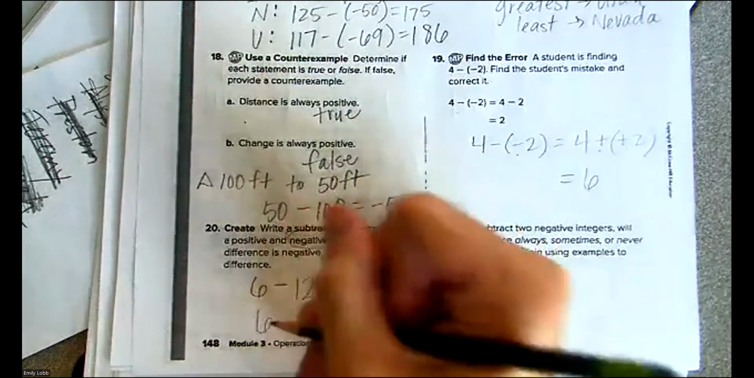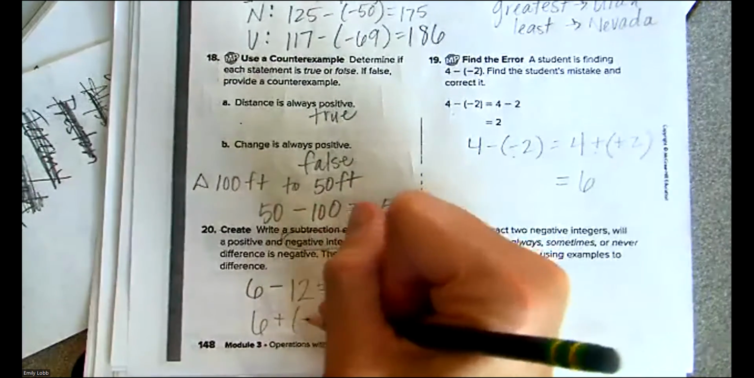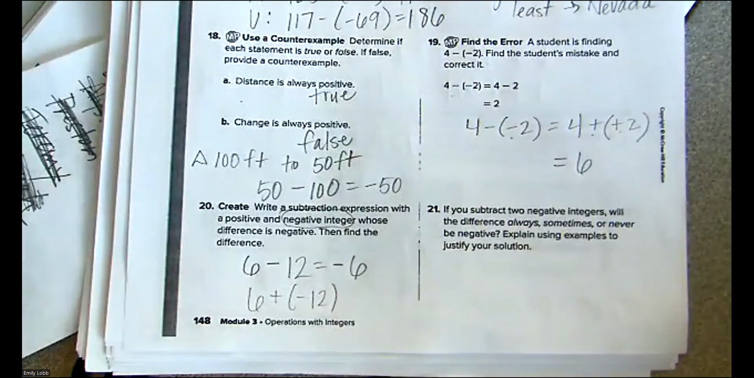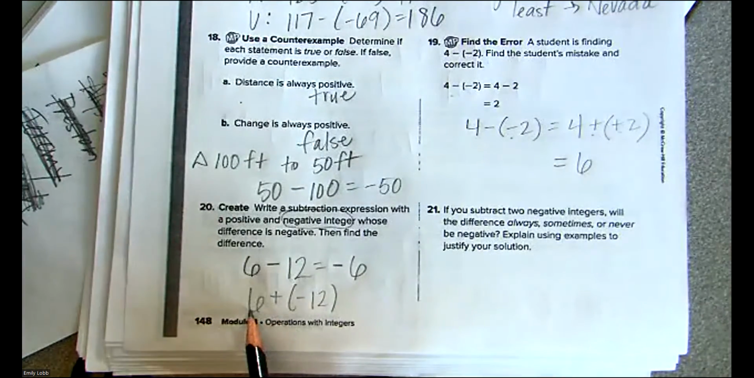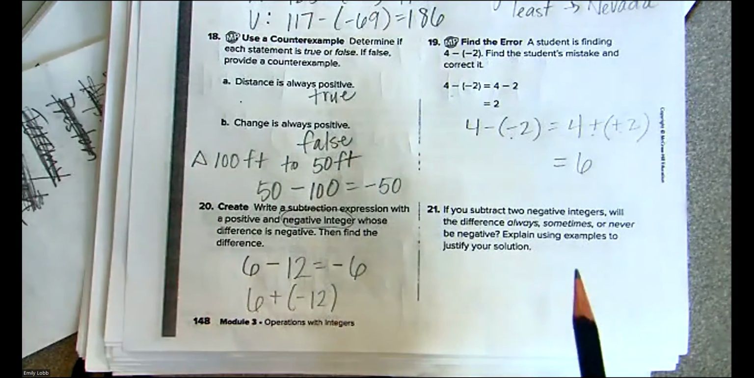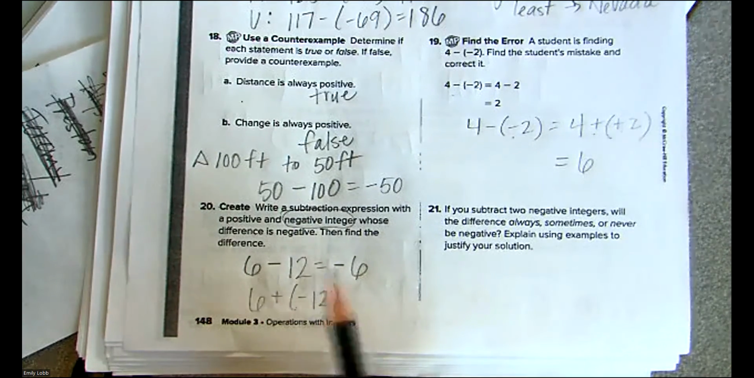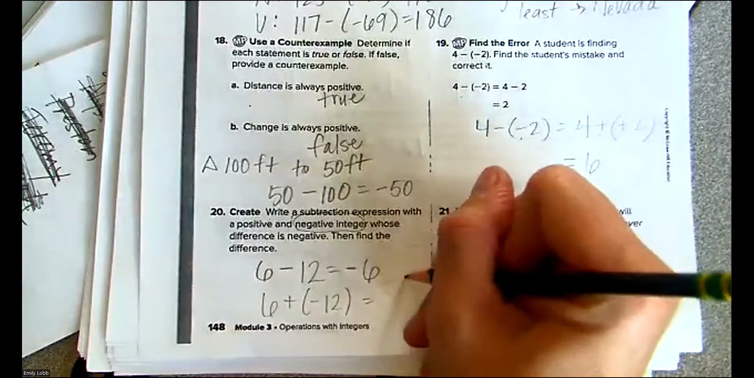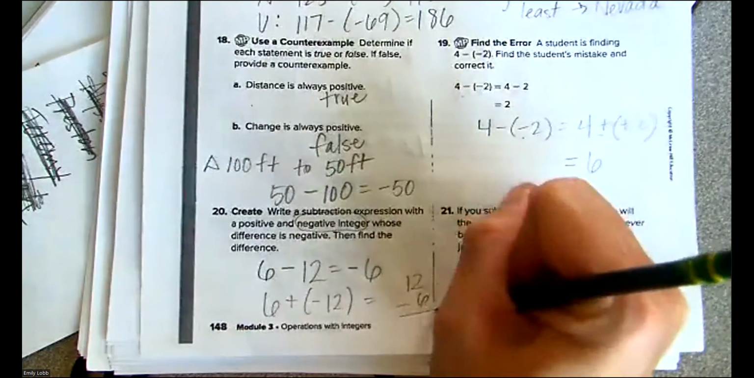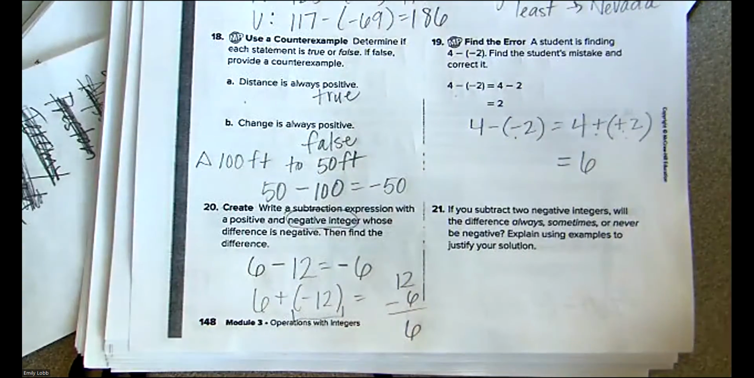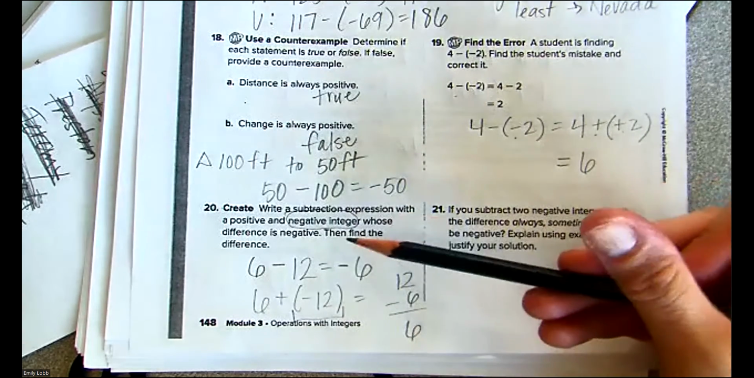Remember, this is the same as adding a negative 12. When my signs are different, see, this is positive, this is negative, and my signs are different, you find the difference. 12 minus 6 is 6, but my bigger absolute value is negative, so that's how I determine my negative answer.